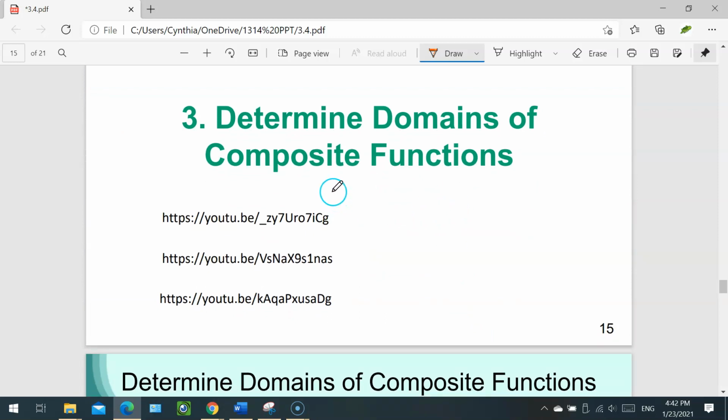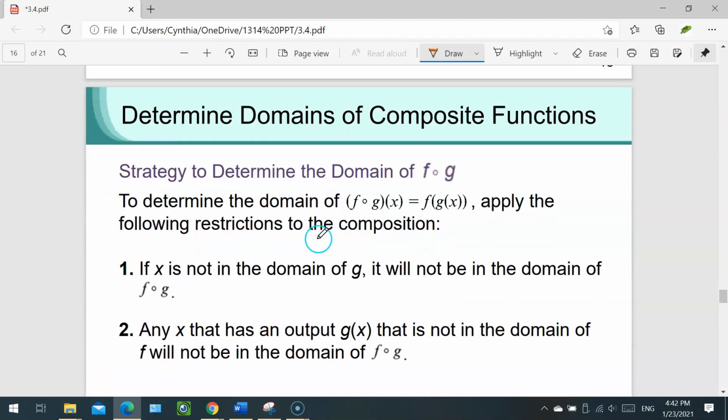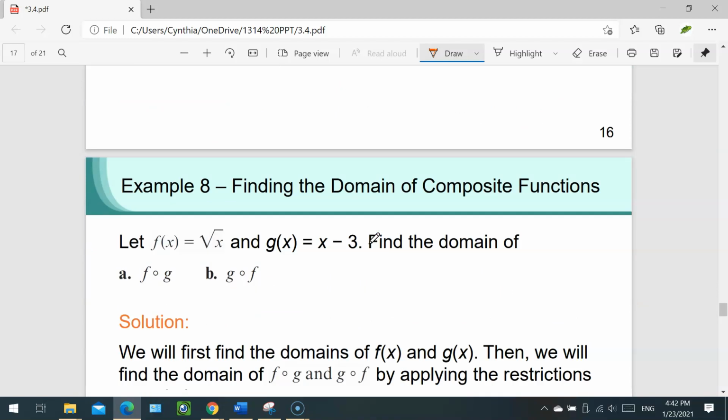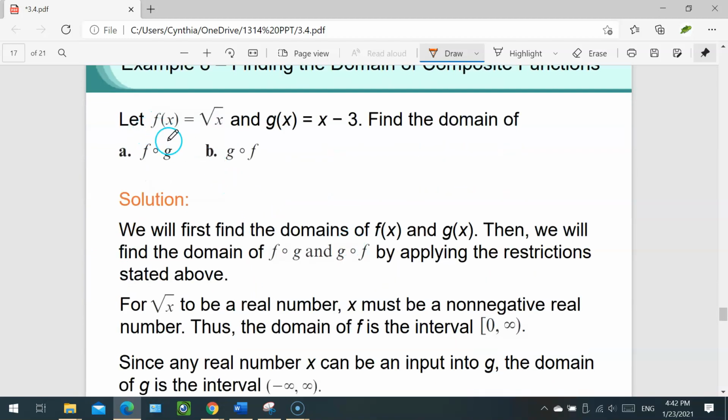Determine the domain of the composite function. So we look at this one. f of x is the square root of x. g of x is equal to x minus 3. We need to find the domain of f compose g and the other way around. So we do the work.